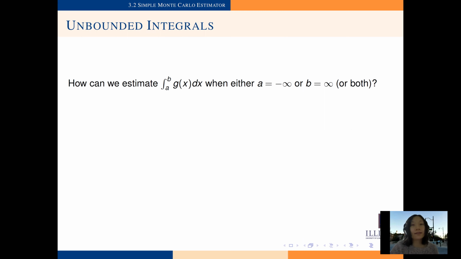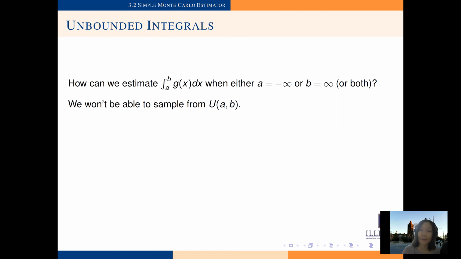So how can we estimate this unbounded integral when either one of them is not bounded, the integral from a to b of g of x dx? Note that we won't be able to sample the u's from a to b because one of a or b is going to be either negative or positive infinity.